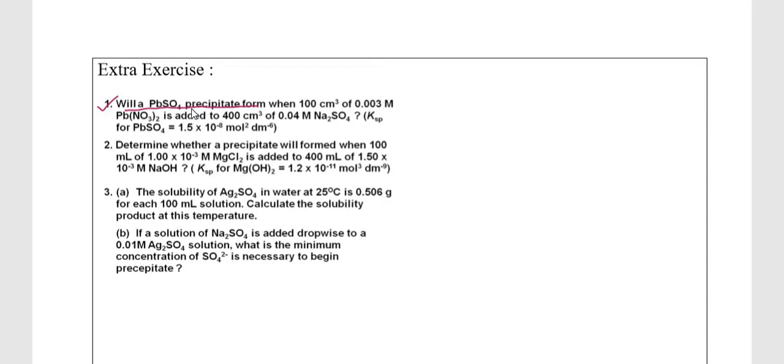you have to find, if you want to find QSP, that means you have to write the equation first. The equation for dissociation of the ionic compound. The ionic compound here is PbSO4. So, PbSO4, solid, equilibrium Pb2+ plus SO4 2-. QSP equals concentration of Pb2+ times concentration of SO4 2-.